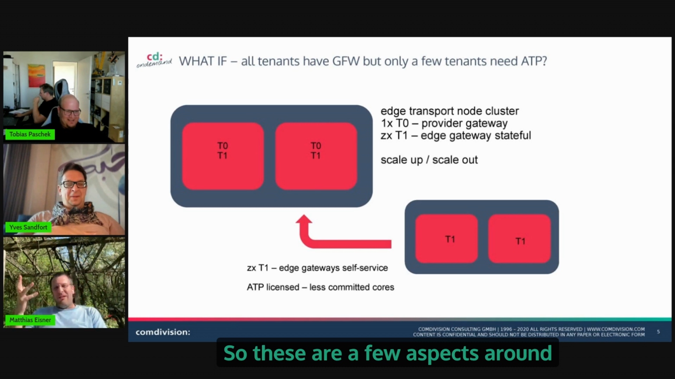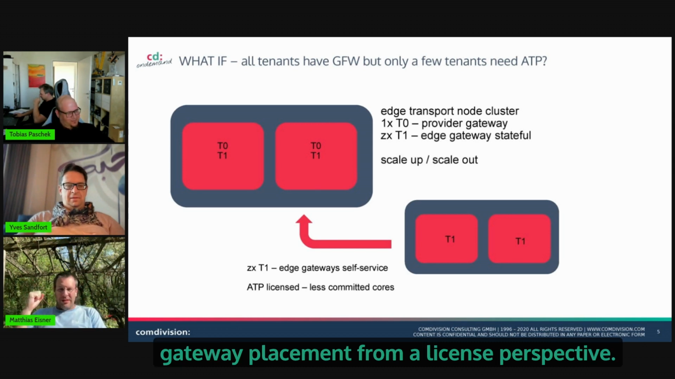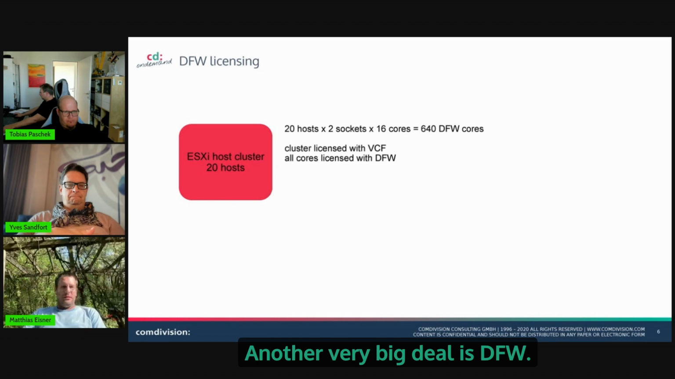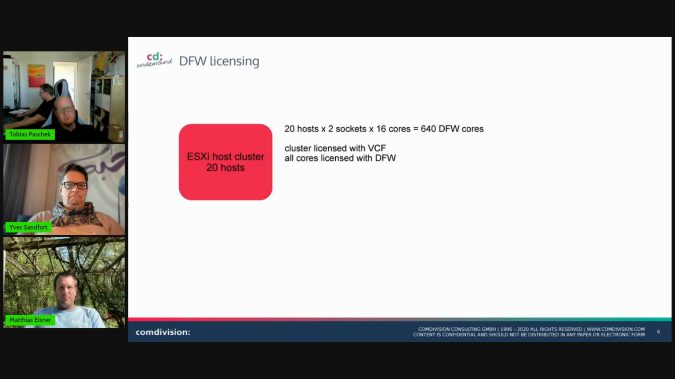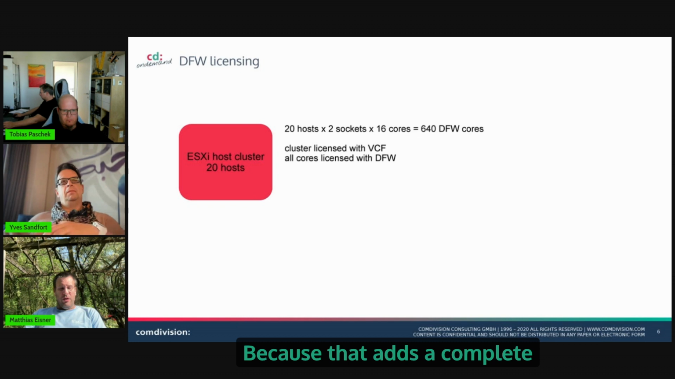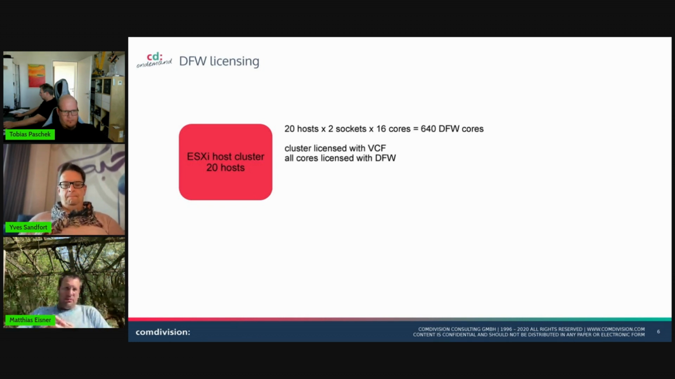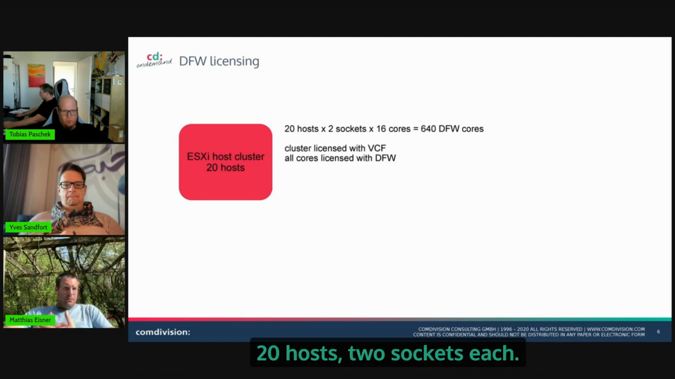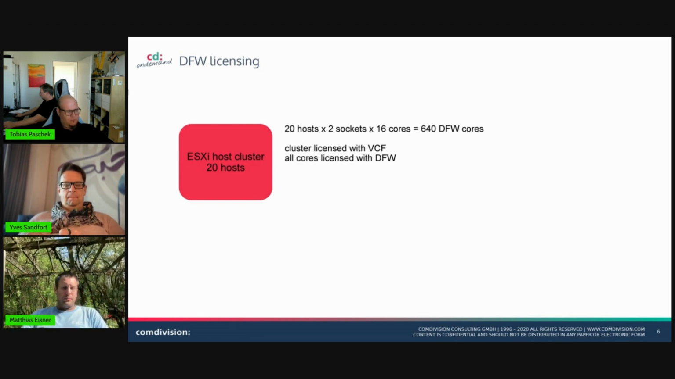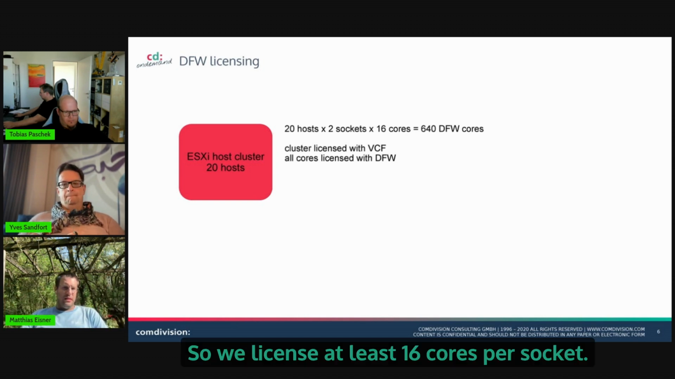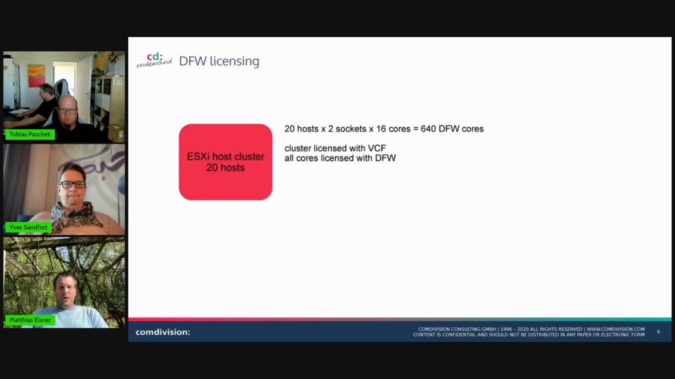So these are a few aspects around gateways and gateway placement from a license perspective. Another very big deal is DFW, because that adds a completely different price tag to the whole story. So this is a basic example: 20 hosts, 2 sockets each, host-related add-on. So we license at least 16 cores per socket. That's 640 DFW cores.